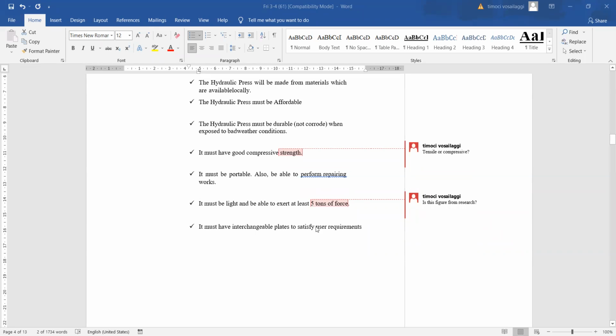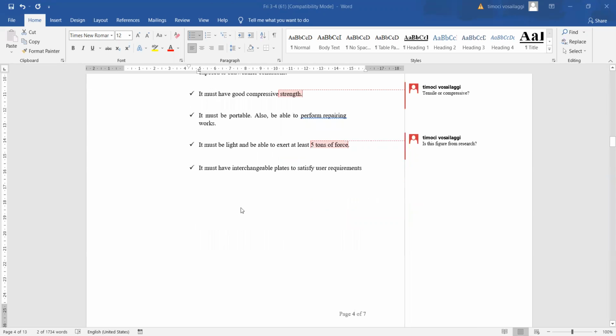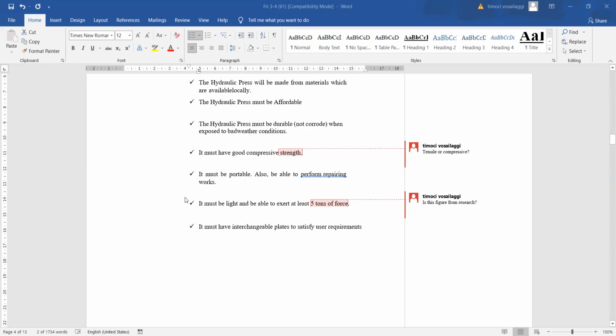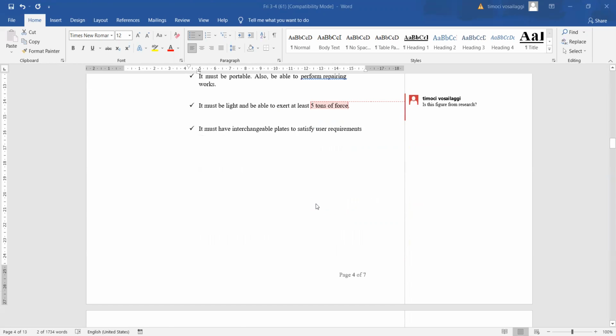It must have interchangeable parts, interchangeable plates to satisfy each user's requirement. This is a very good design criteria. Just a few things that you may want to look at.